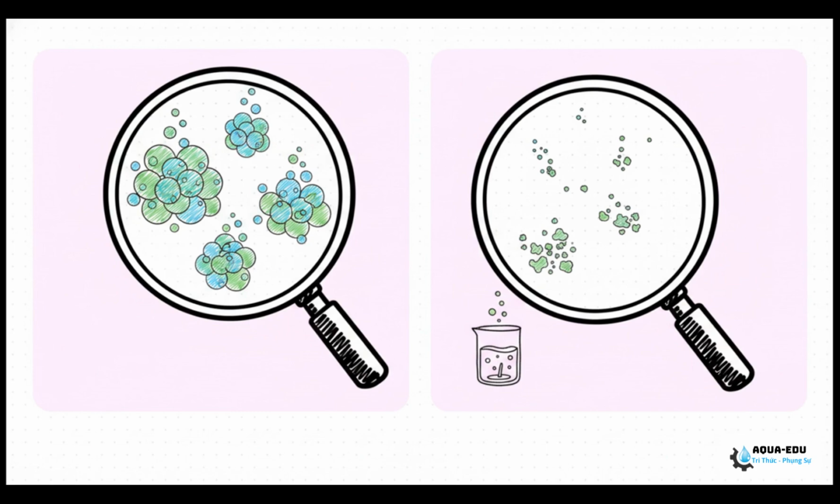If your flocs are weak, you need to run a jar test immediately. You'll likely need to adjust your pH back to that optimal 6.5 to 7.5 range so you can get those large, durable flocs back in action.